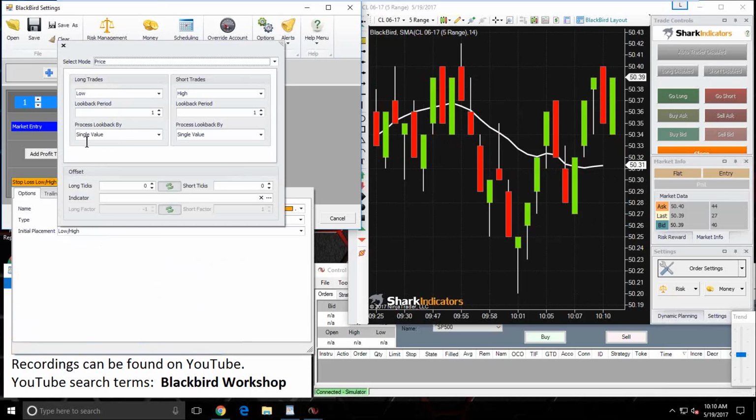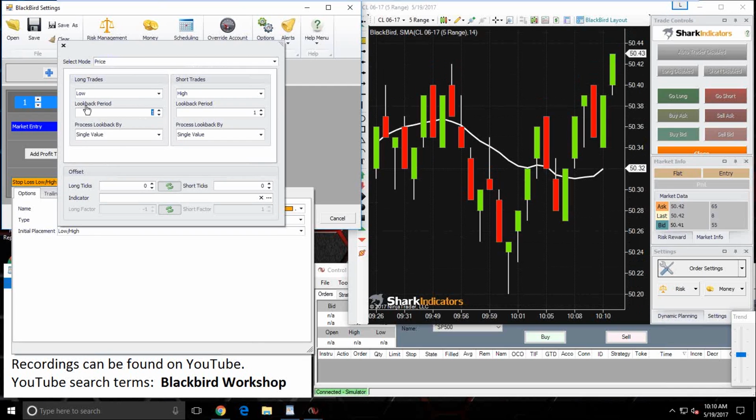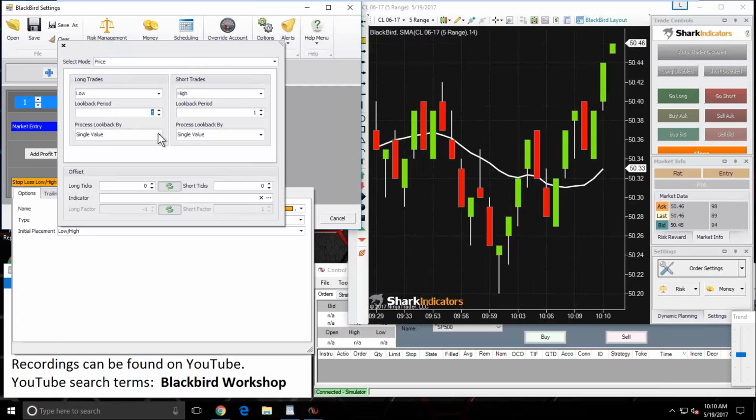There's going to be two ways to consider trailing the previous low or high. We'll just talk about long trades here. So if you're trailing the previous low side, right? You can see BlackBird is set up so that it's going to be just trailing with a look back of 1. So that means just the most recent bar's low price, right? And our process look back is set to single value.